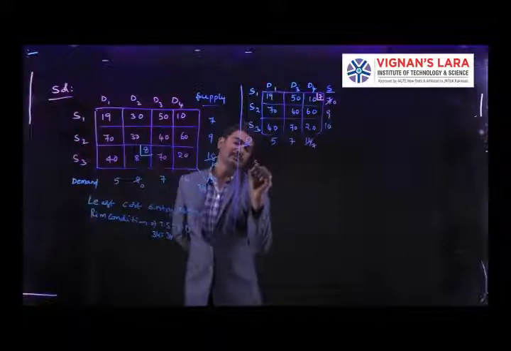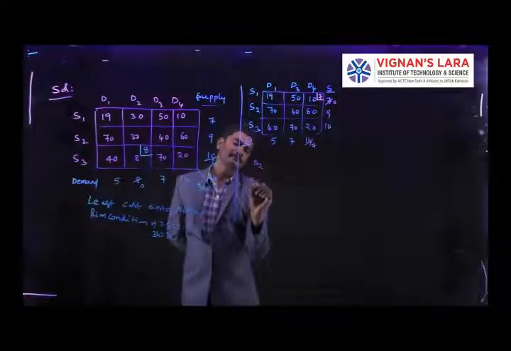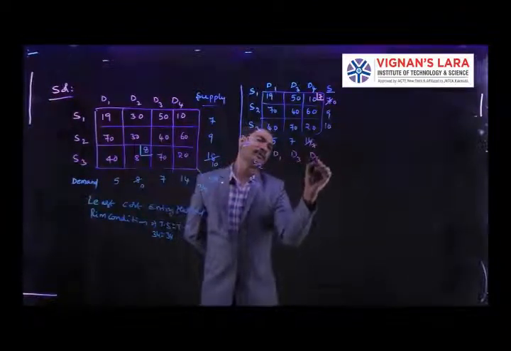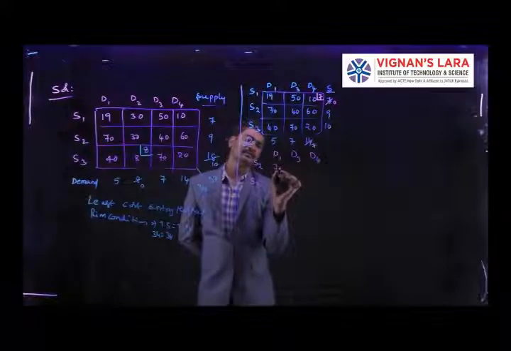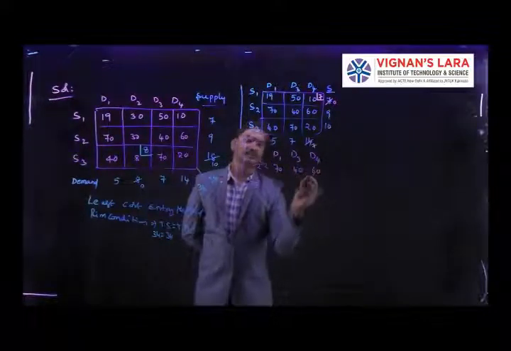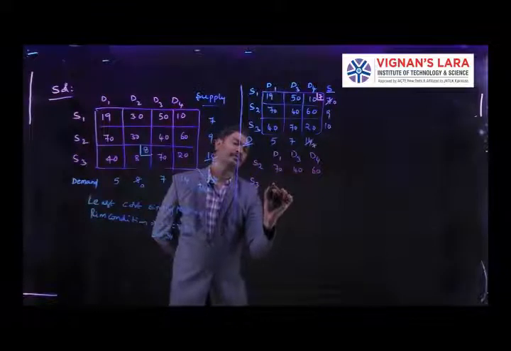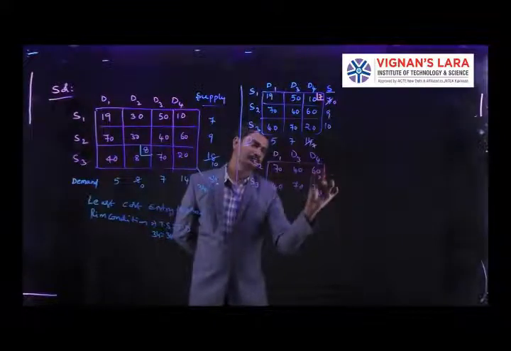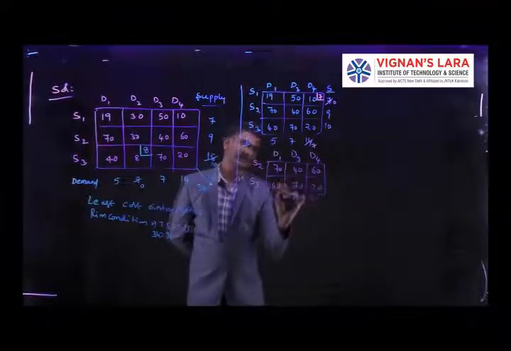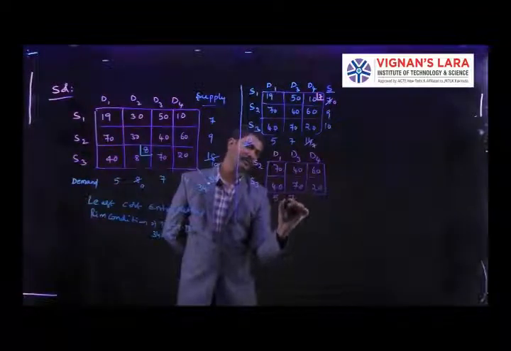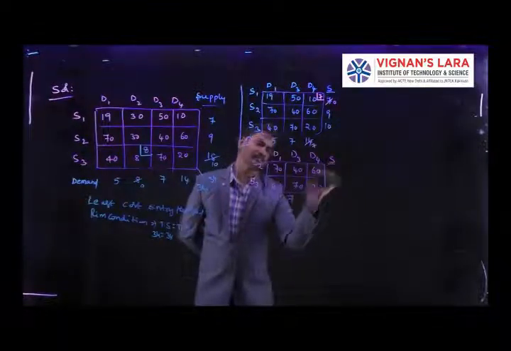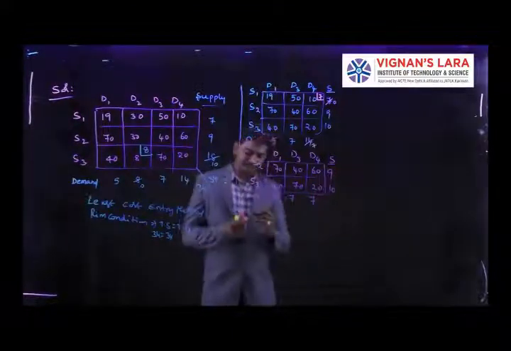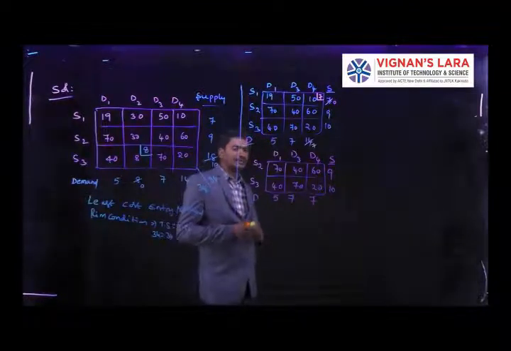It means S2, S3 and D1, D3, D4 remain. Next, the values are 70, 40, 60 and 40, 70, 20, and the demand is 5, 7, 7. The supply is 9, 10. Now again we are going to identify the least cost.